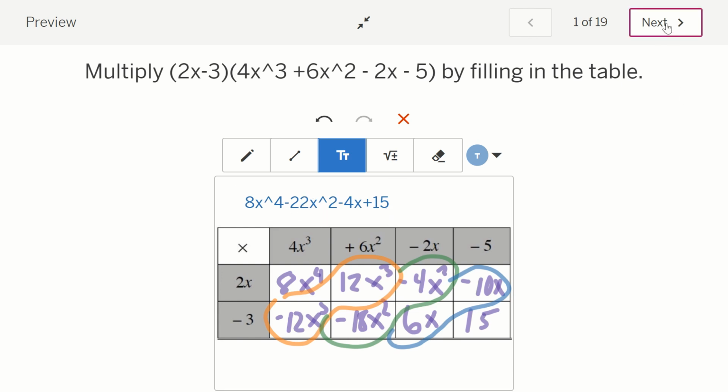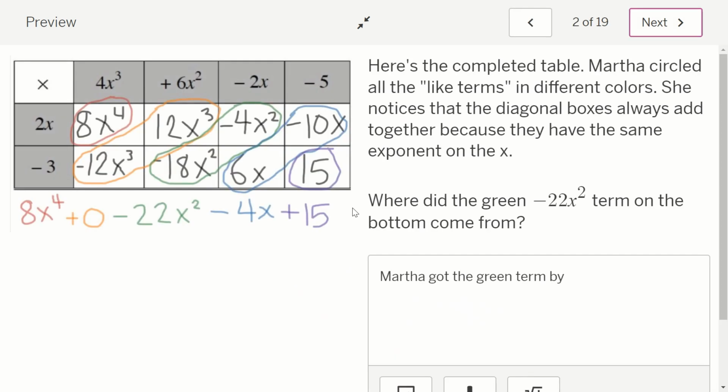All right. So, oh, there we go. There's our answer. Okay, so here's the completed table. Martha circled all the like terms in different colors. Good for Martha. She notices that the diagonal boxes always add together because they have the same exponent on the x. And the question there is, where did the green negative 22x squared term on the bottom come from?